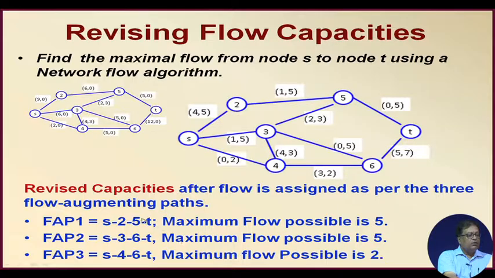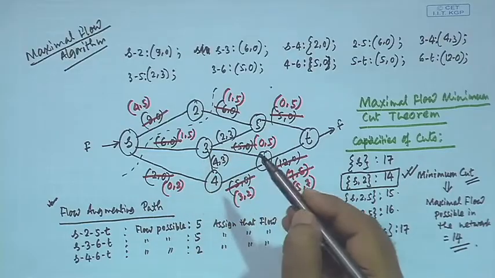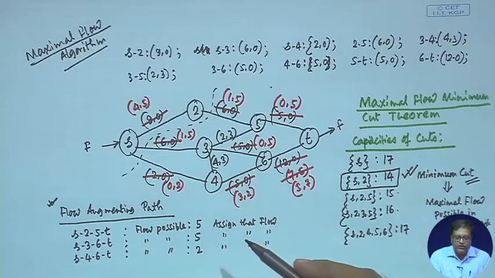So, this is what we do, we find out the revised capacities after flow is assigned as per the 3 flow augmenting paths. Is it all right? So, that is what we have done, that we have really assigned all the 3 through the 3 flow augmenting paths. But is there any more flow augmenting path possible? That we have to understand and identify now. Now, let us look at whether some more flows are possible.